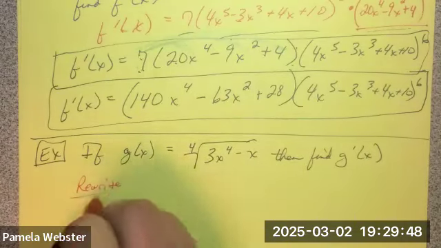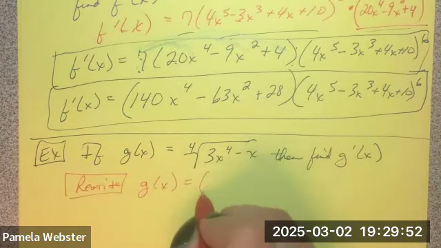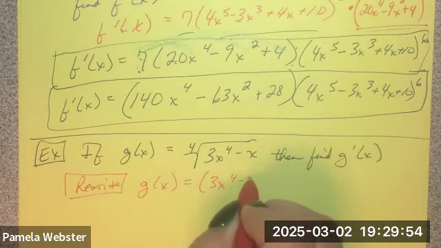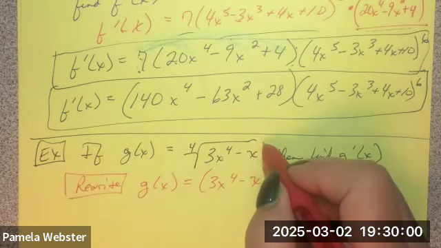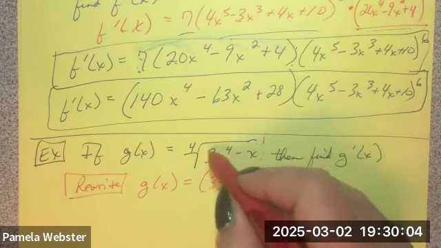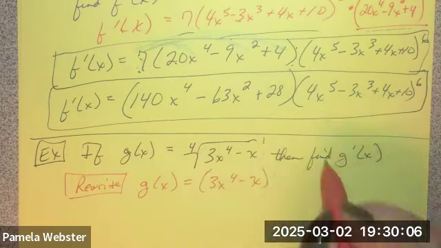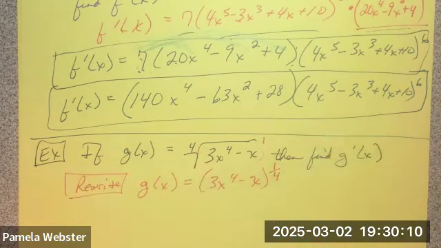So again, rewriting is not taking the derivative. This is the same thing. I'm just making it look a little different. So when I rewrite it, all this stuff on the inside is going to be raised to the what? What's the exponent? A 1. And what's the root? A 4. So you're going to raise this whole thing to the 1/4 power. Again, that's not a derivative. That's algebra. That's an exponent rule.